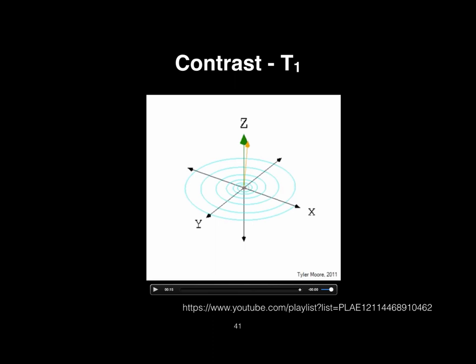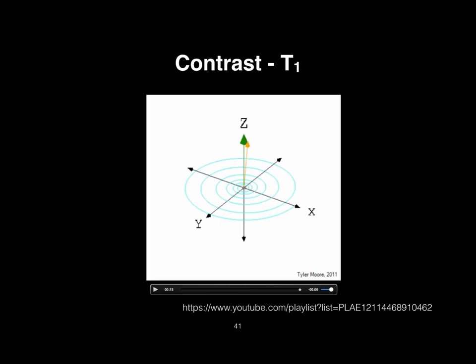Okay, so that's one of the reasons where TR comes into play. If you have tissue with a long T1 and you want to keep imaging reasonably from it, then you need a longer TR. If you have tissues with shorter T1, then you can image much more quickly.